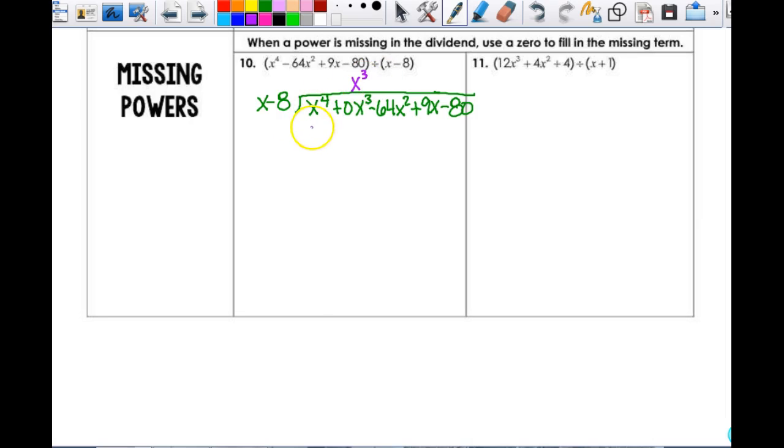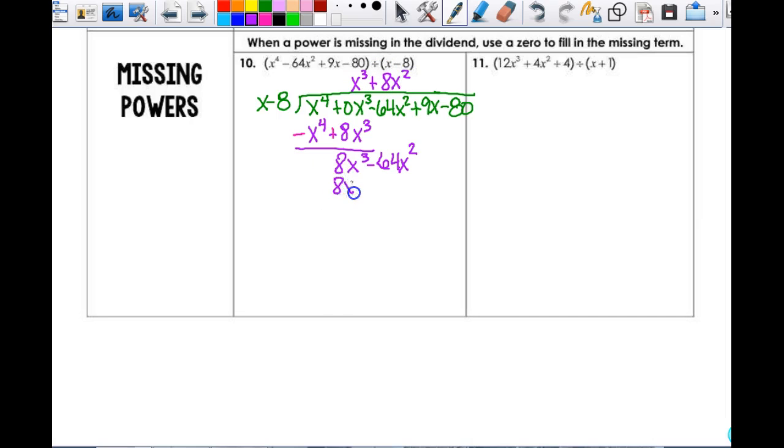So then x cubed times x is x to the 4th. Then minus 8x cubed. Then I go through and change the signs. So this zeroes out. This was 0x cubed, but I'm adding 8x cubed, so I get 8x cubed. Then minus 64x squared. So then x divides into 8x cubed, and what do I get? 8x squared. Good. 8x squared.